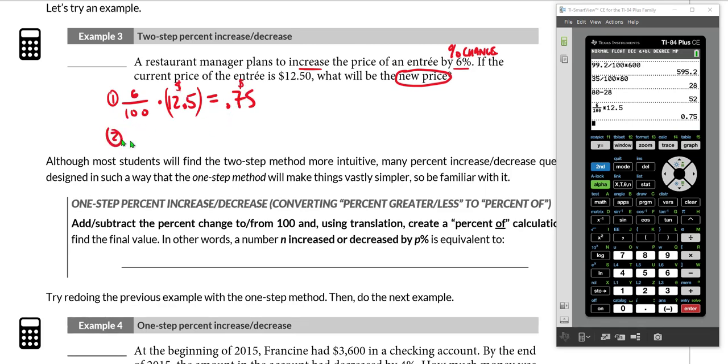So now, step 2, remember what we do is we take the initial value and add the result of step 1 to it. Of course here we are going to get 13.25, but I'm going to do that in the calculator just to be safe. 12.5 plus 0.75, enter, and 13.25. So it appears that the new price, is that what they were asking? Yes, it is. The new price of this entree will be $13.25.